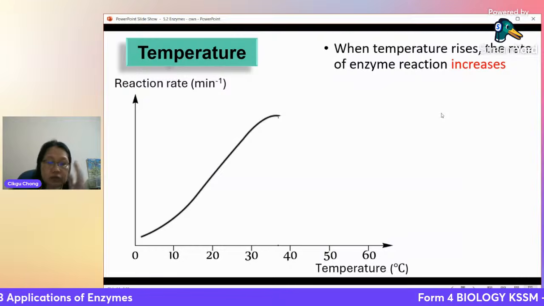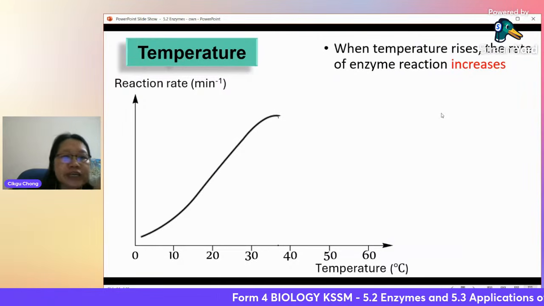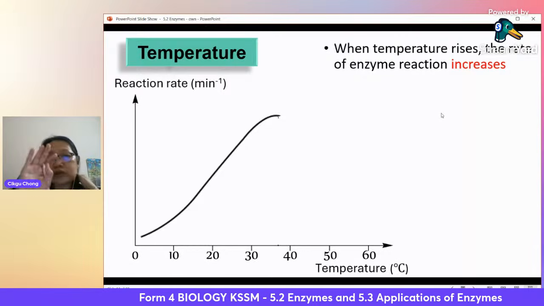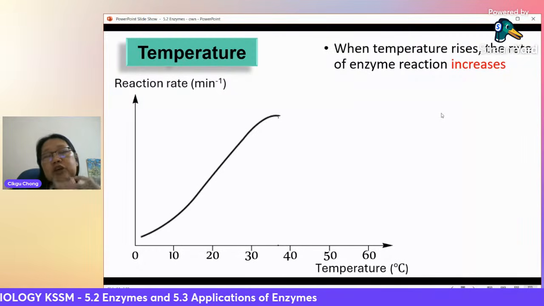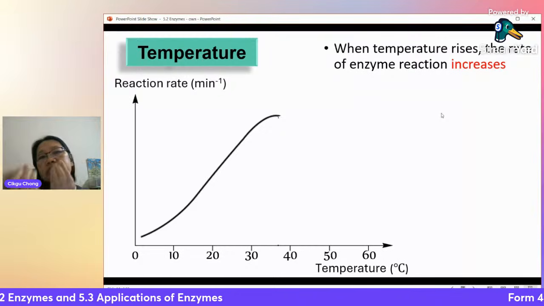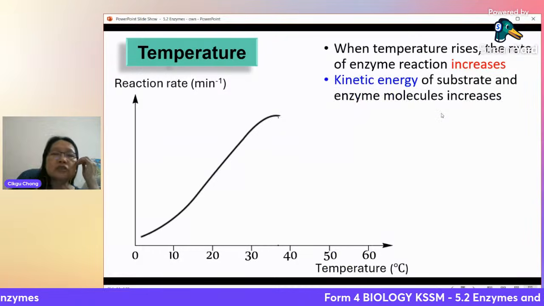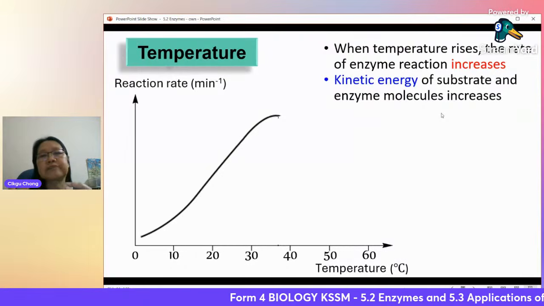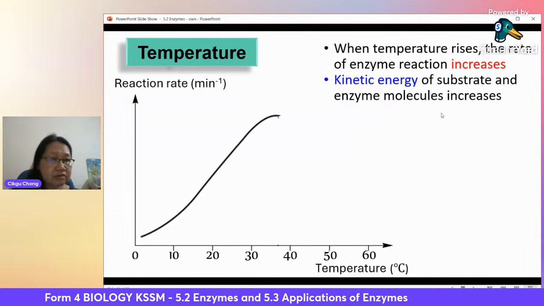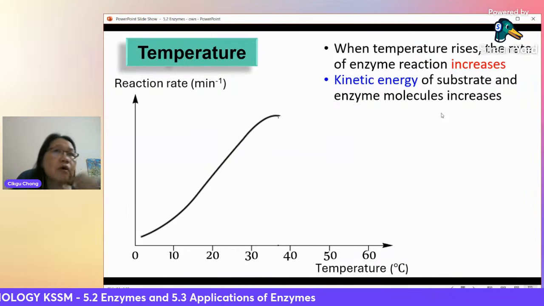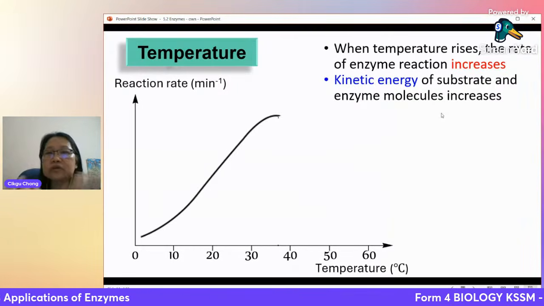Yes. Okay, what is the reason? How do you explain why when I increase the temperature, of course it will stop at a certain level, until 37 only, why does the reaction happen faster? This is how you answer. Because the kinetic energy of the substrate and the enzyme molecule increases. Because don't forget, temperature is actually heat. Heat is a form of energy. You give more heat, the kinetic energy of the molecules will increase.